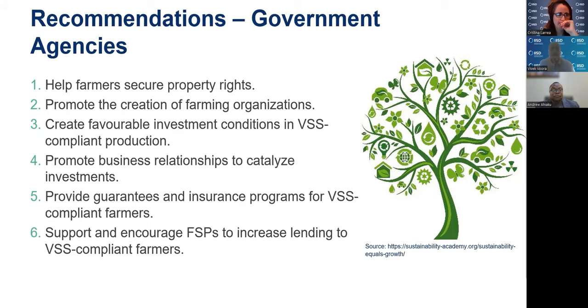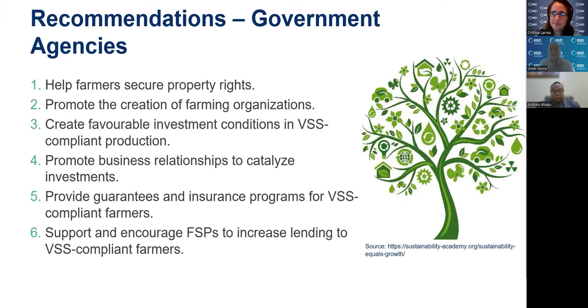Second, governments can help farmers organize into formal associations and support their transition to VSS compliant production by offering extension services aligned with VSS and financial service provider requirements. Third, governments can attract agricultural investments by improving the infrastructure that supports agricultural production, as well as enabling commercial readiness, farming value addition programs, and VSS compliant production.